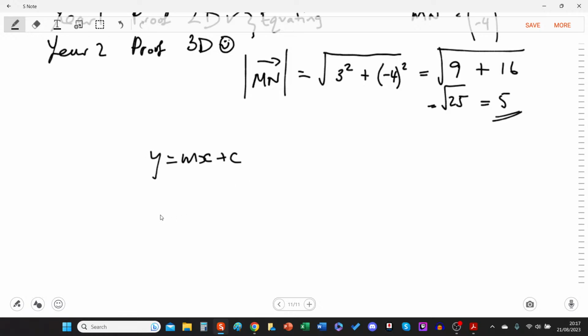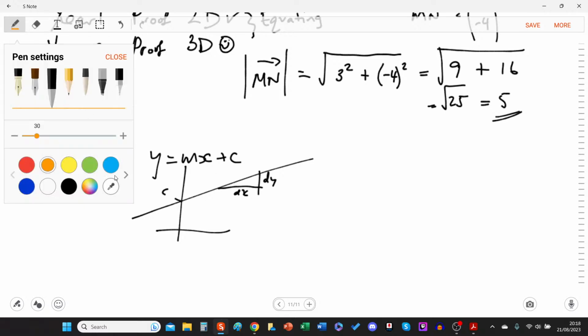You've got your straight lines, typically y = mx + c. The c refers to where it crosses the axis, and m is the gradient, the dy over dx, how steep it is. And one of the first things you're going to do is use vectors to define lines. I love vectors to define lines. I'll do it with a different color really quickly.